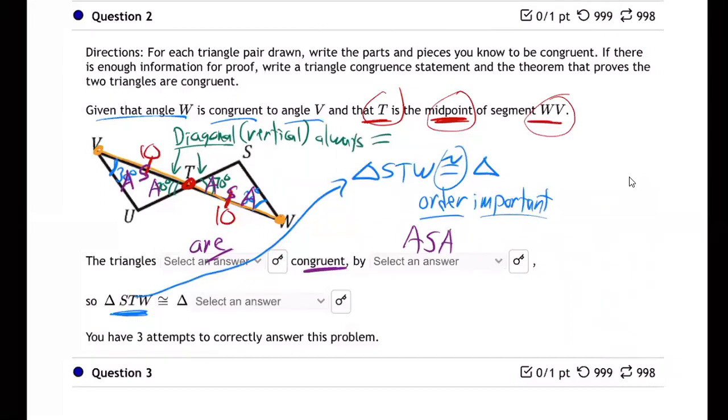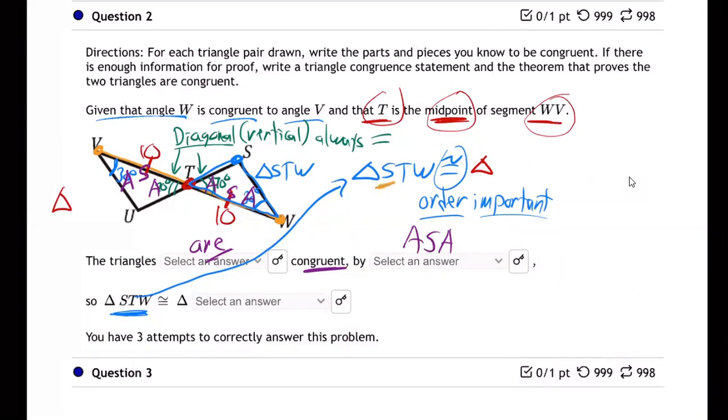So first off, what's triangle STW? This is triangle STW. It's the one on the right. We're saying the triangle on the right is congruent to the triangle on the left. But how do we say the triangle on the left? We've got to say it very carefully, very precisely, in just the right order. So how do we say this triangle over here? Well, you got to go piece by piece just right.